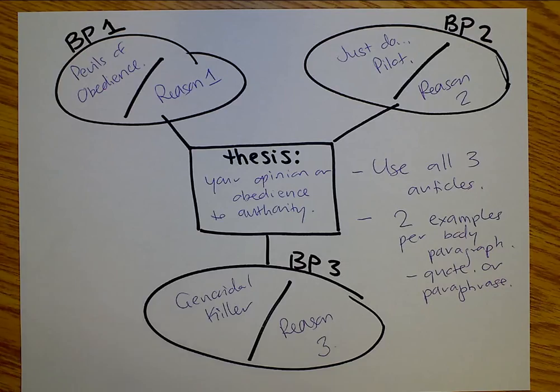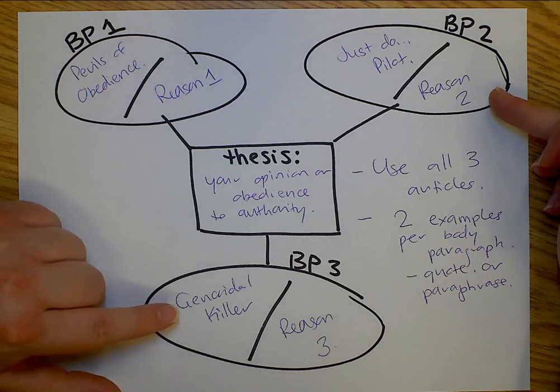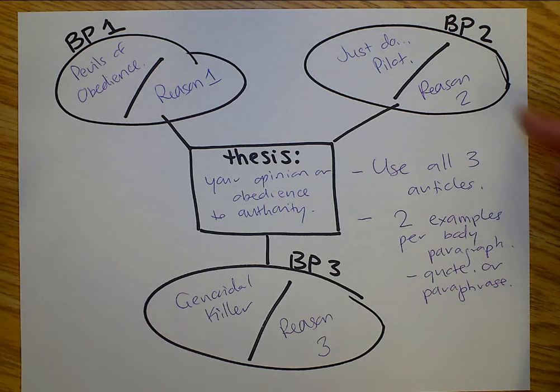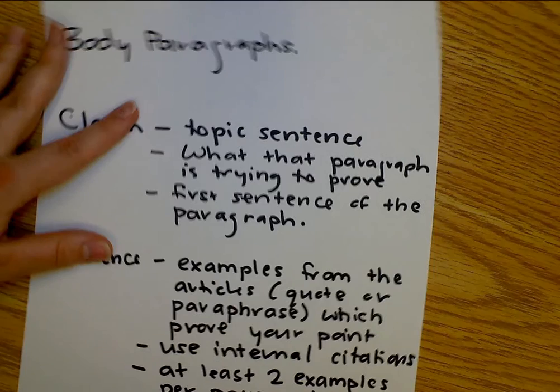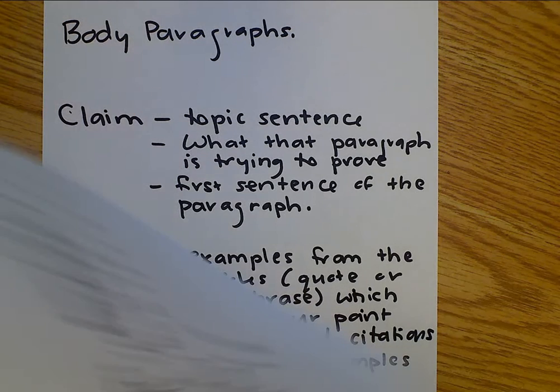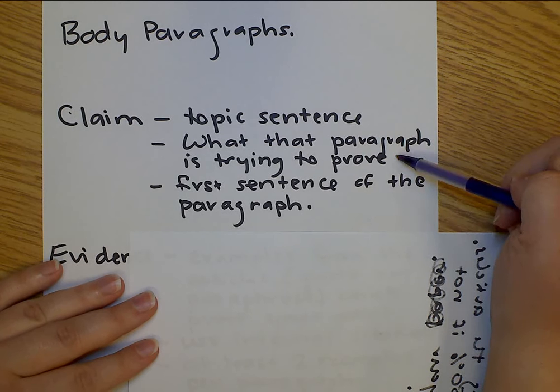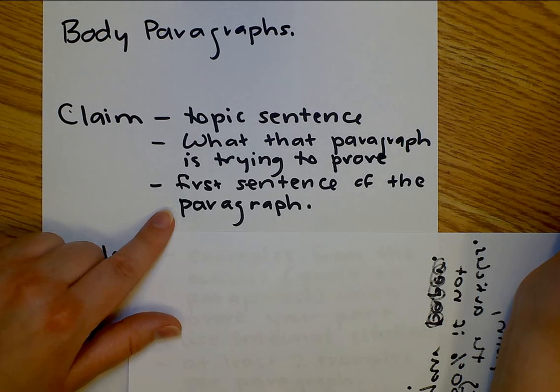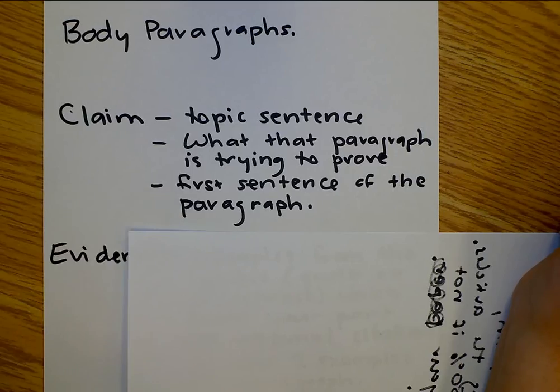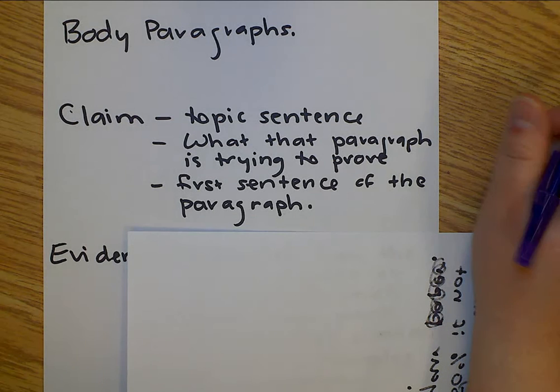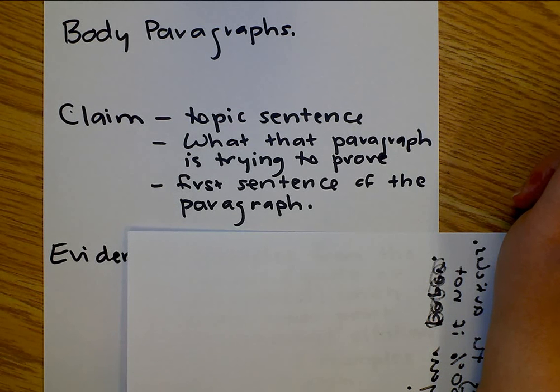Now, once you figure out what each body paragraph is going to be about, then you can decide what your claims are. And remember, your claim is your topic sentence of your paragraph. What is your paragraph trying to prove? And that's going to be the first sentence of your paragraph. So you want to figure out, what is that paragraph going to be about? Is it going to be about an article, one of the articles? So maybe your claim is something like, I believe the author of Genocidal Killer is incorrect when he says, and you can say what his main point is, because blah. So you want to just give what is your main point of that paragraph.